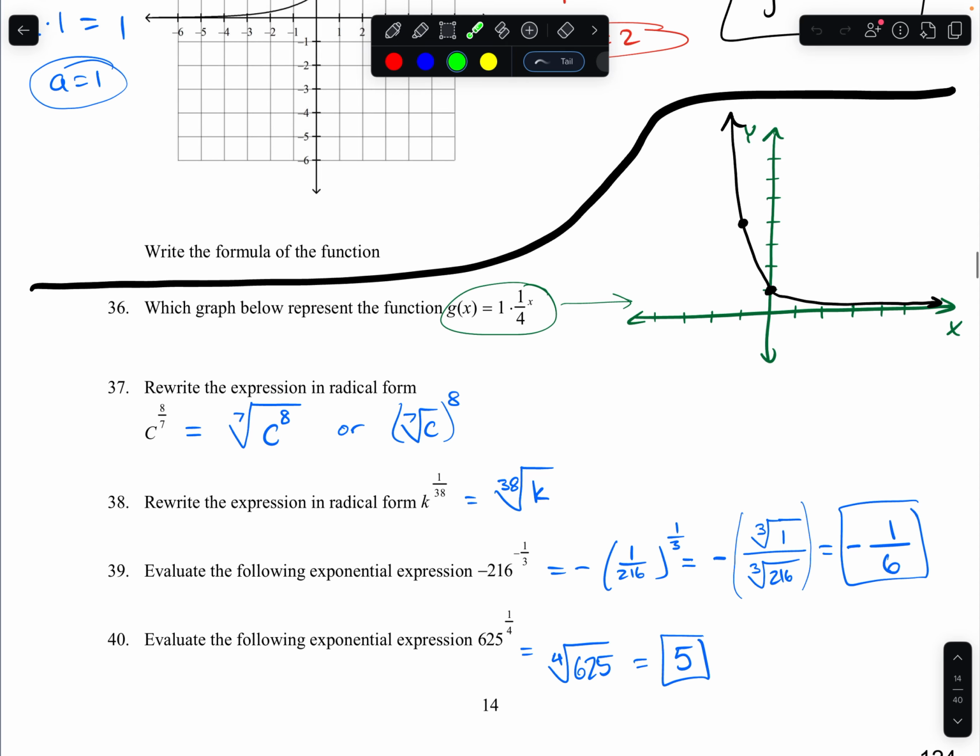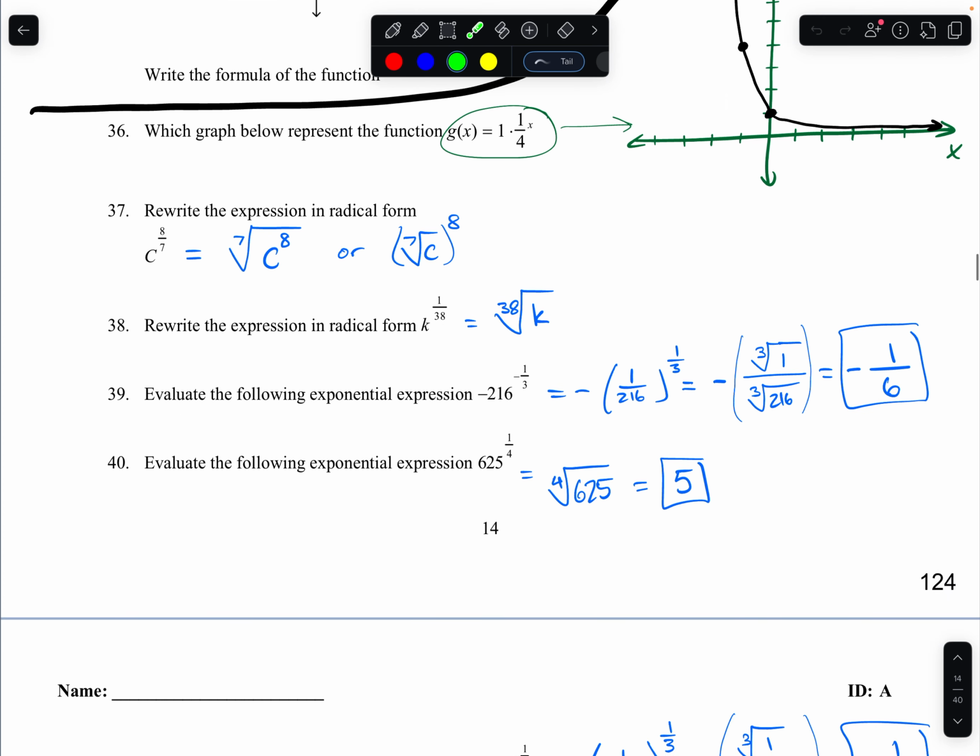Number 36 is going the other way. It says which graph represents this function. I didn't give you multiple choice. On the test it will be, but here's a sketch of what the graph should look like. Use your starting point, your y-intercept, and your, in this case, a decay factor. So it's going down from left to right, which means this point would be the point -1, 4.